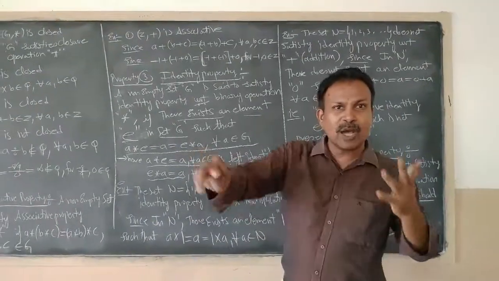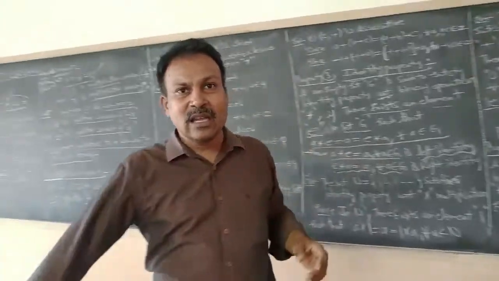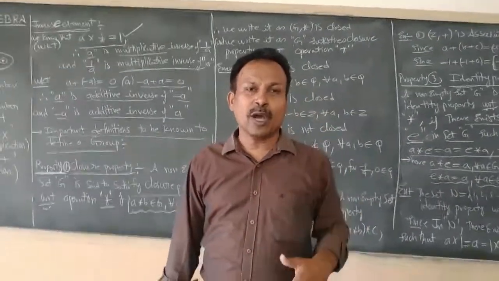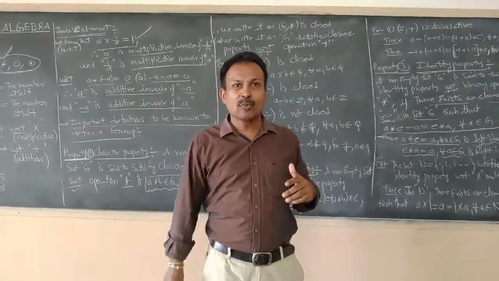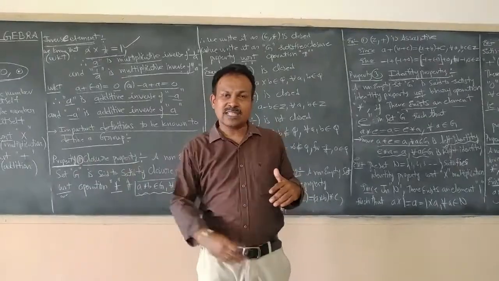Now, up to now, I have discussed only the definitions of a group. That is closure property, the first property, associative property, the second property, identity property, the third property, inverse property is the fourth property, and the next property is commutative property. I will be discussing it further in the next few minutes.